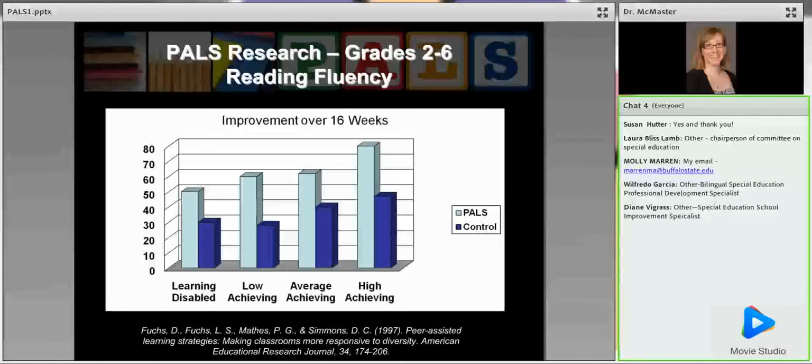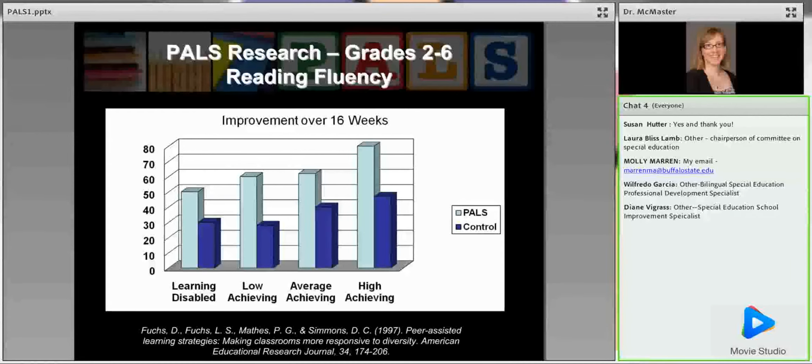Here are some results for some of the early research that was done back in the 1990s. The Fuchs and their colleagues had just developed PALS for kids in grades 2 through 6, and they tested it out in about 30 classrooms at those grade levels in Nashville public schools. And they implemented PALS for about 16 weeks. And they looked at the improvement that kids made in terms of reading fluency.